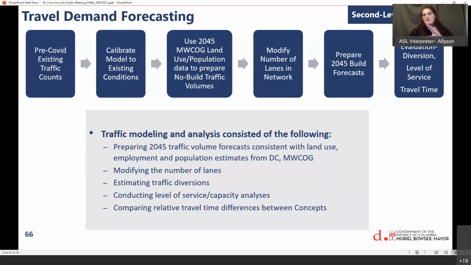We then considered our alternatives and looked at the number of lanes in the no-build concept, the number of lanes in Concept B, and the number of lanes in Concept C. And as we said, Concept B reduces the number of lanes by 1 peak hour peak direction lane, and Concept C reduces the number of lanes on Connecticut Avenue by 2 peak hour peak direction lanes. Then we put that information in our model again, and we prepared 2045 build forecasts. And once we had our forecasts, that allowed us to look at traffic diversion. It allowed us to look at capacity and delay and level of service at intersections, and it allows us to look at travel time, the travel time differences between concepts.